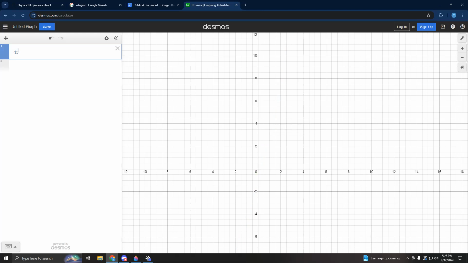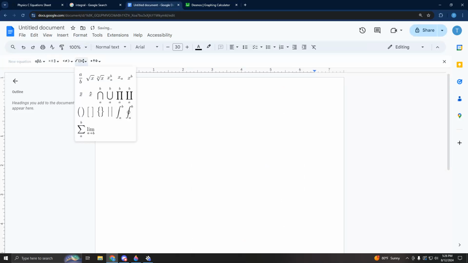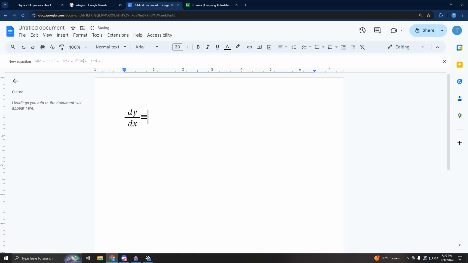But what happens when it's 4x squared? You could create a line that goes in between 2 points like this and find the slope. That's not going to be exact. So that's where derivatives come in. What this looks like is d over dx or dy dx. Those are used pretty interchangeably, but basically d over dx is telling you that you're going to take a derivative, and dy over dx is what a derivative equals.